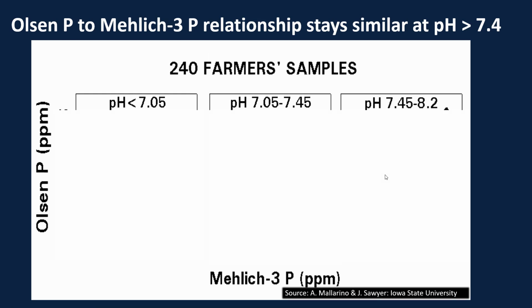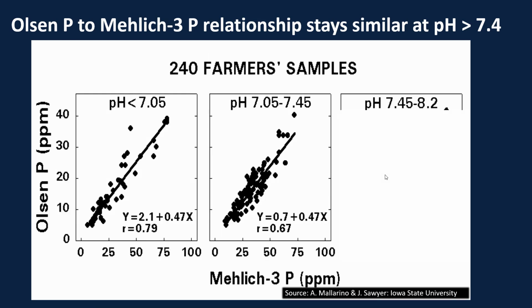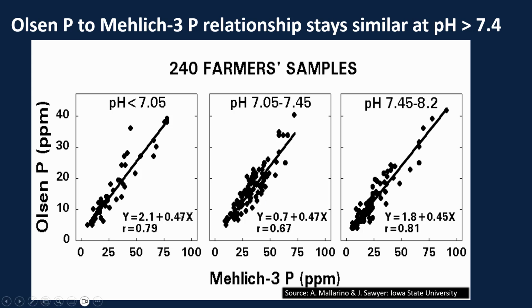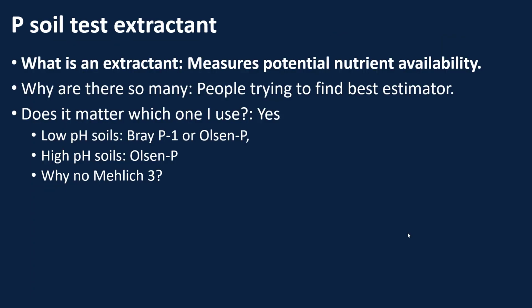If we look at Olsen and Malick, you kind of see that same trend, or that same trend kind of goes away: below 7.05 are 0.79, 0.67, above 7.4 pH are 0.81. So it's showing those Olsen and Malick 3 do better in higher pH soils. So that's kind of this first part.